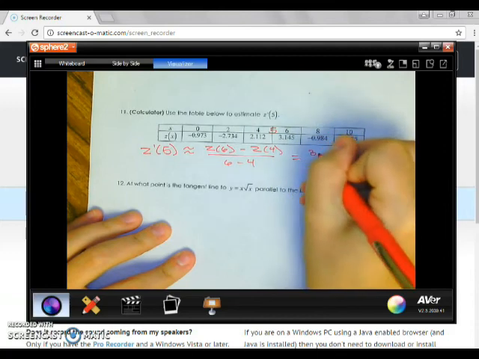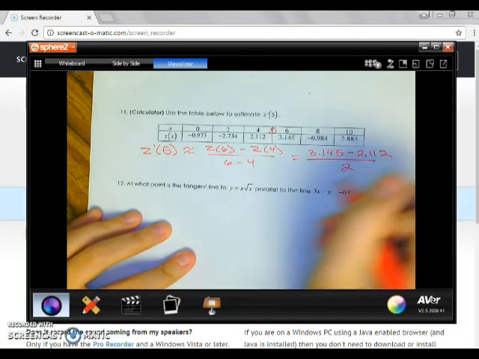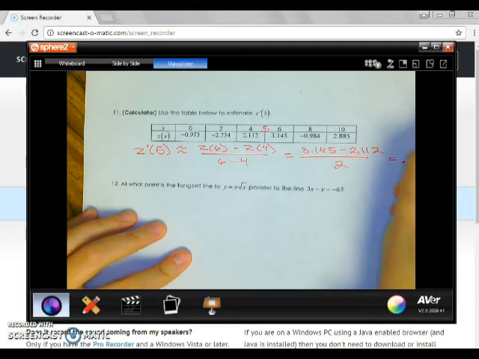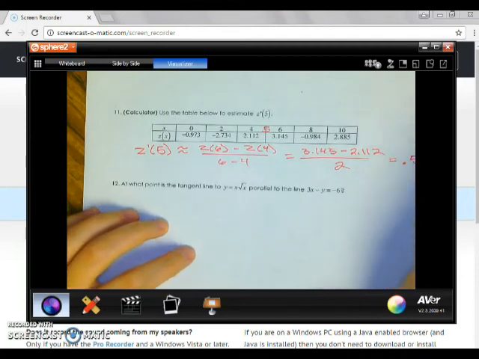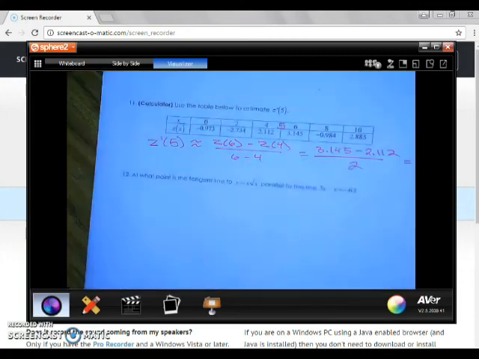So it would be this 3.145 minus 2.112 all over 2. And use your calculator for that. And I would get something like 0.5165. So round to 3 decimals for calc. So go ahead and just call that 0.517. And that brings us to the last line.